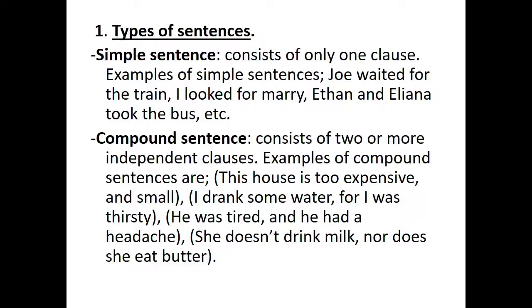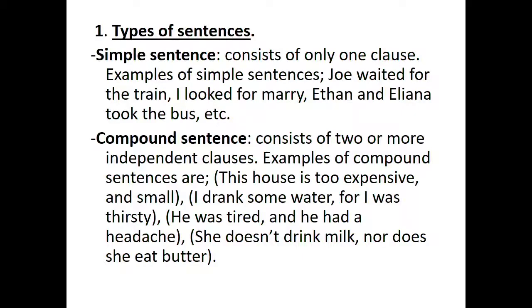There are 3 types of sentences. A sentence can be simple, compound, or complex. Now, a simple sentence consists only of one clause, just one. For example, Joe waited for the train. So we only have Joe, waited, and train as the subject, verb, and object. Joe, noun, waited, verb, train, object.